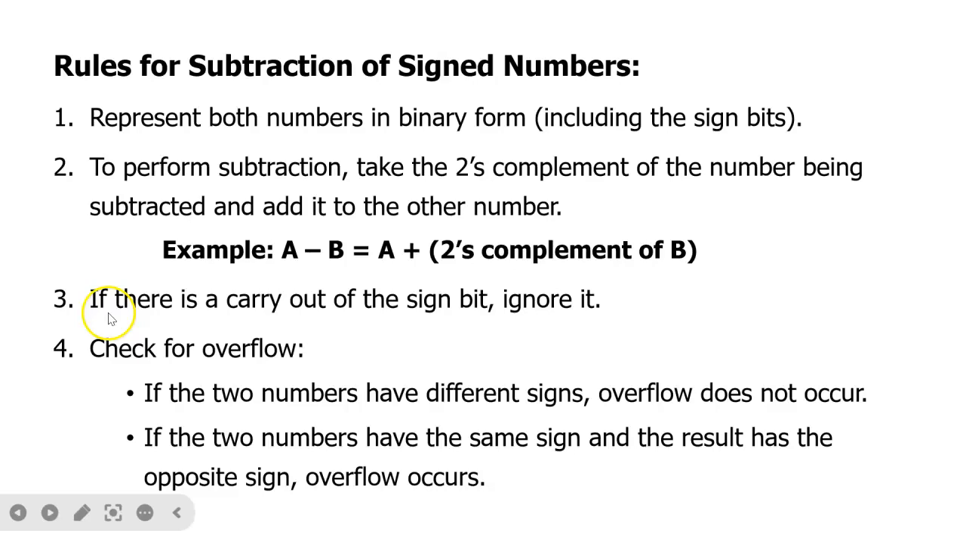The third step is, after performing step 2, if there is a carry out of the sign bit, then we need to ignore it. Fourth step, finally we have to check for the overflow. If both the numbers have different signs, overflow cannot occur. If both the numbers have the same sign but the result has an opposite sign, overflow is said to occur. These are the rules for the subtraction of signed numbers.